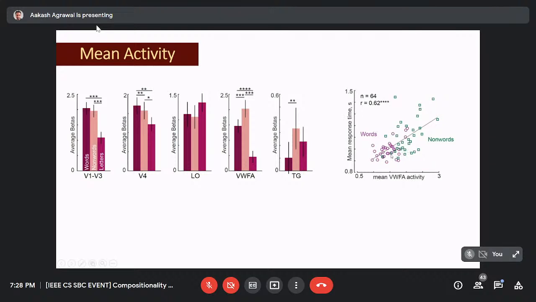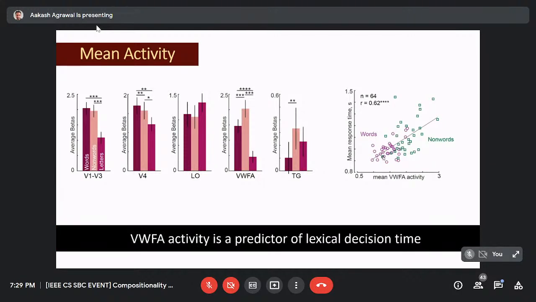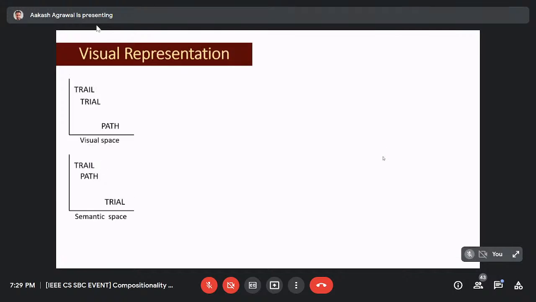And you could see that for both words and non-words, the mean level of word form area activity could be correlated with the response time. And so we found that mean VWFA activity is a predictor of lexical decision time. Next, we wanted to understand the representation space.